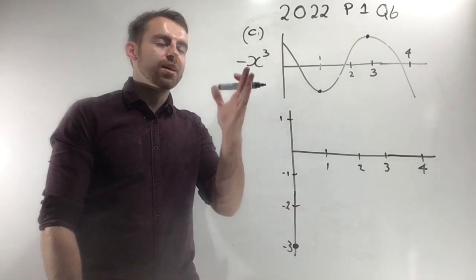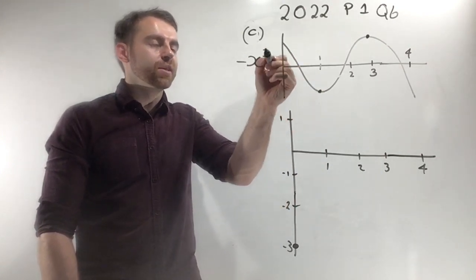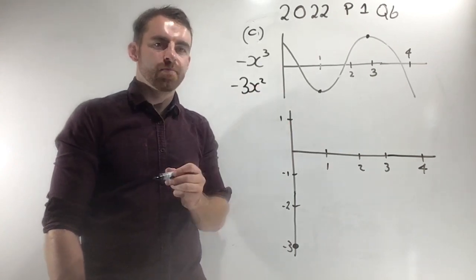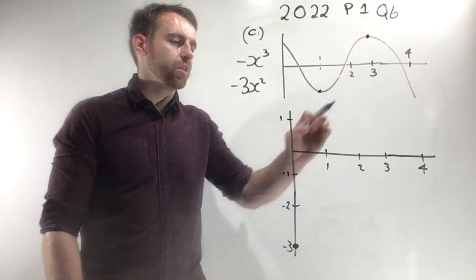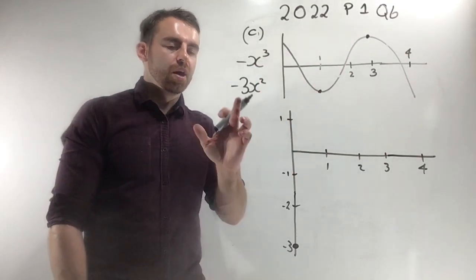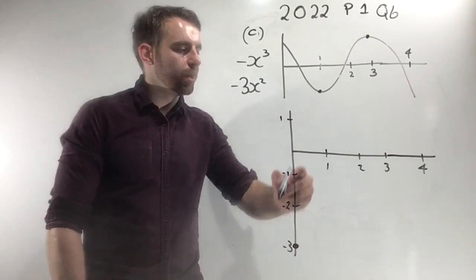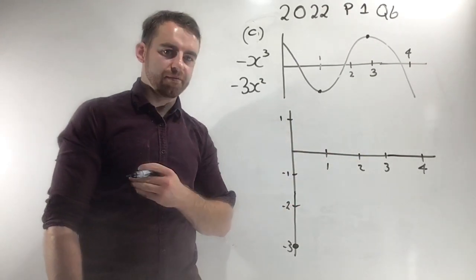If you differentiate a negative x cubed, like for example, if the first term was minus x cubed, its derivative is minus 3x squared. The point I'm trying to make is that if the cubic is a minus x cubed, when I differentiate it, I'm going to get a minus x squared. You should remember that a minus x squared is an n shape. So we need to sketch an n shape on our graph.